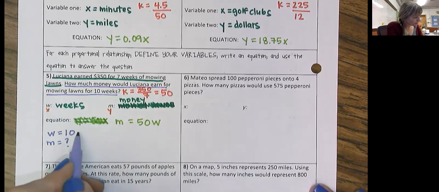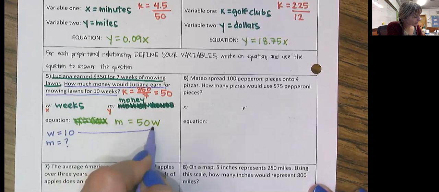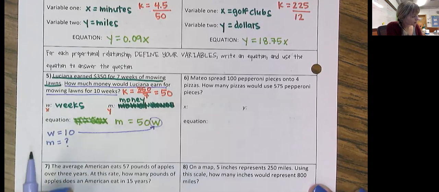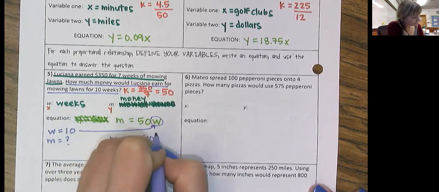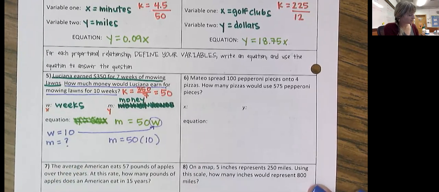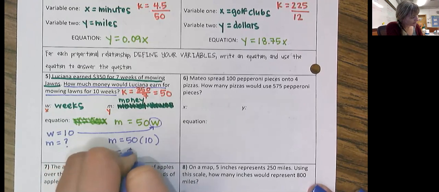If I know W, I'm going to plug it in right here. So I'm going to say M equals 50 times 10. Okay, I just get to multiply that because that's what that operation means. And 50 times 10, the money is $500.